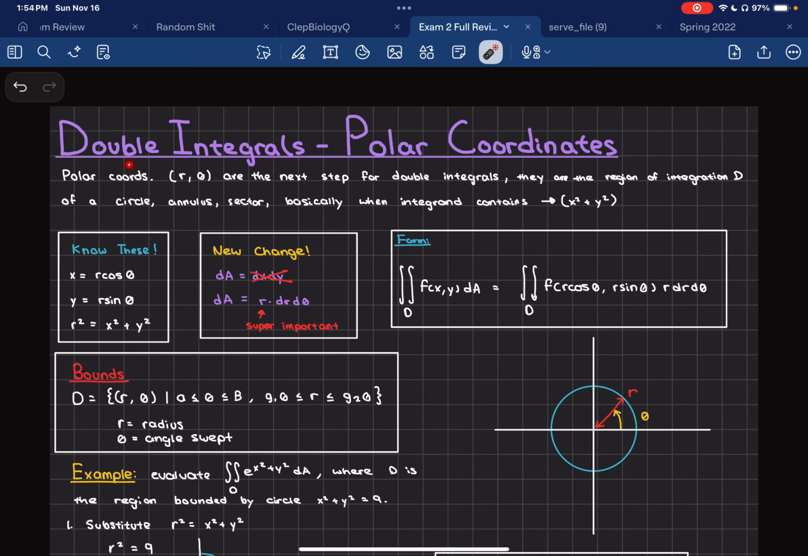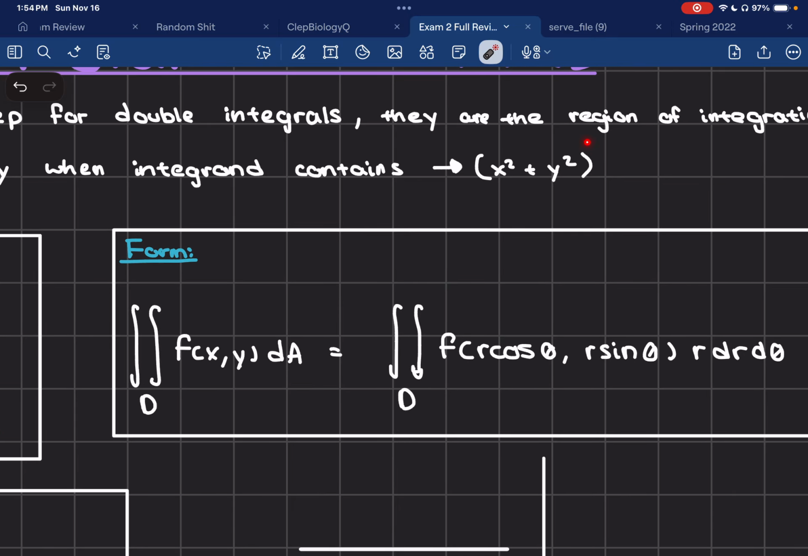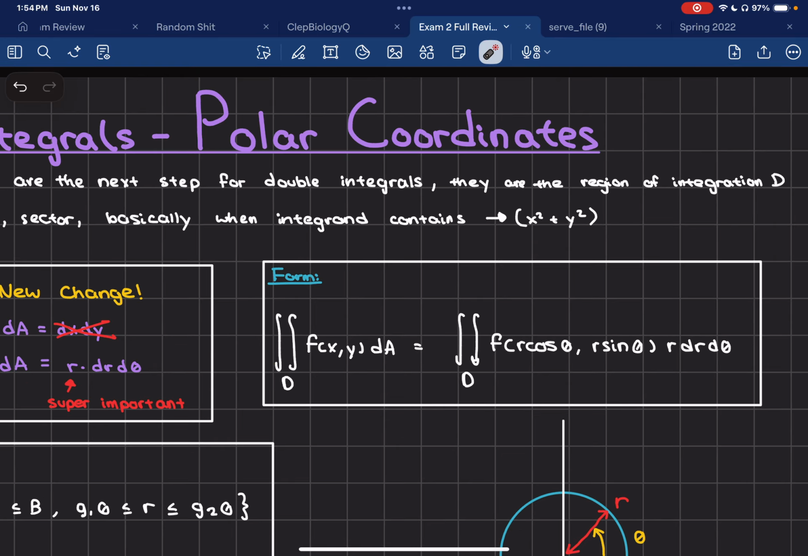So these are double integrals over polar coordinates. So polar coordinates are the next step for double integrals, since they're the region of integration D of a circle, an annulus sector. Basically anything that in an integral contains something resemblant of x squared plus y squared.